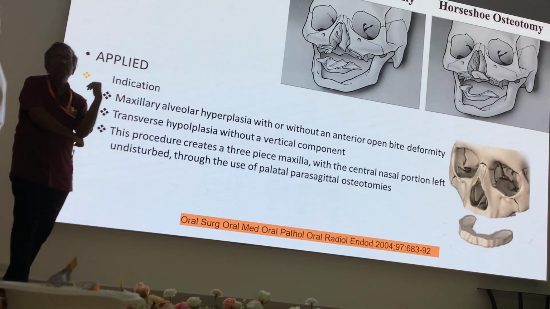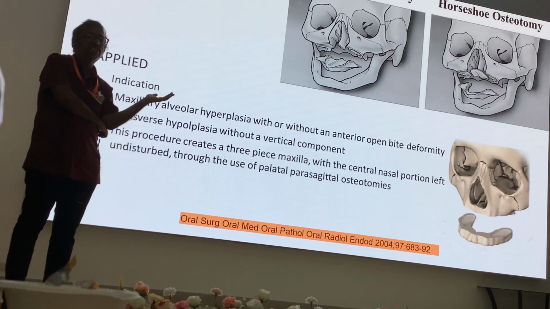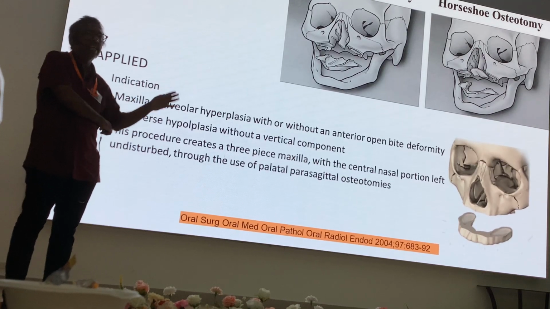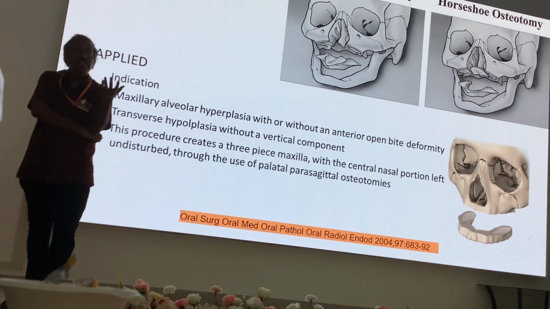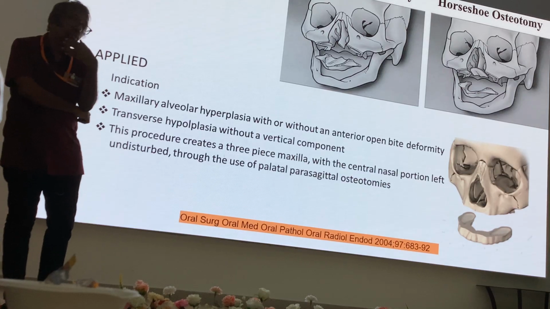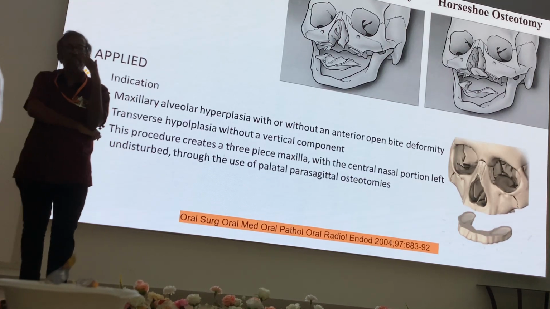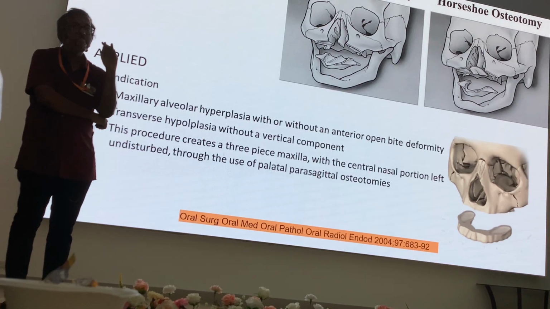Next step, you have exposed it from 6 to 6. Tunnel back, you can reach the tuberosity area. Next, you raise up the pyriform aperture. You have to raise it. Next is, next.